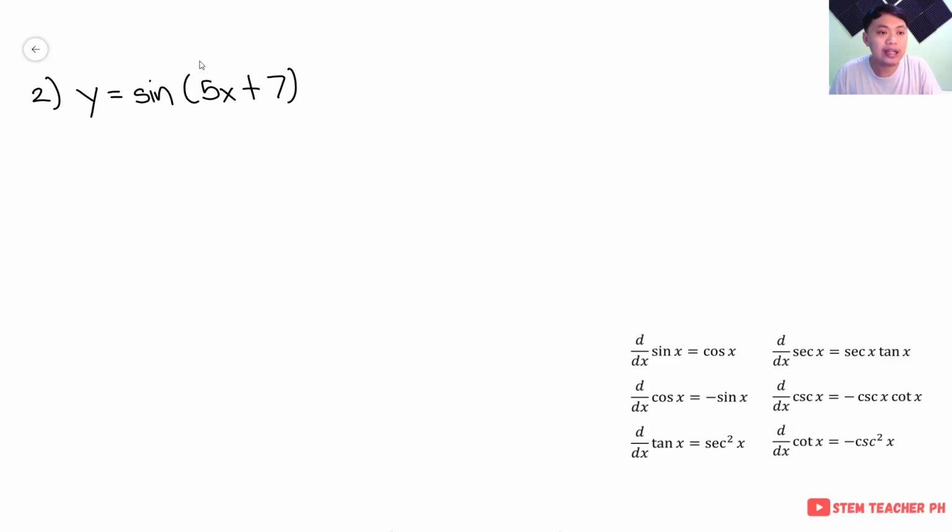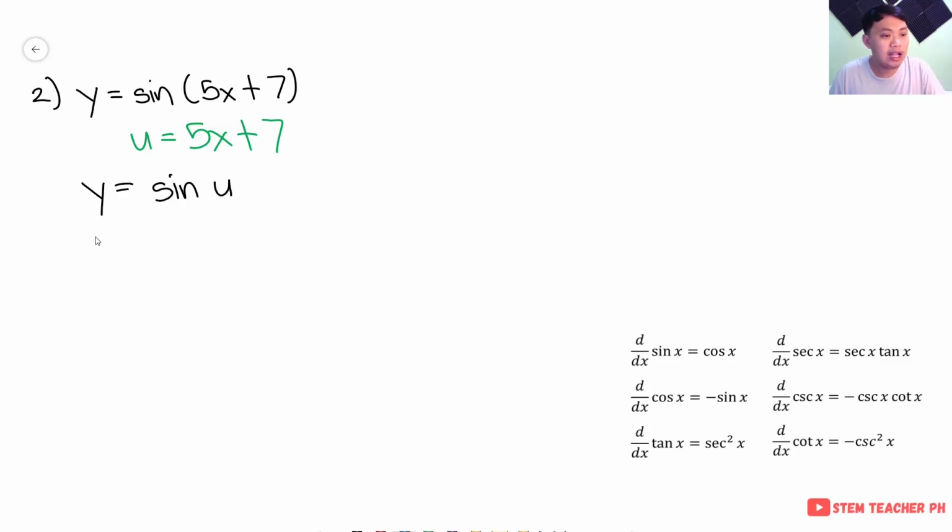Kaya ang gagawin, this 5x plus 7, para mas mapadali tayo sa paggamit ng chain rule, we let this be equal to u. So, we let u be equal to yung nasa loob na 5x plus 7. And then, kapag nilet natin as u, we have our y, that is already equal to sine. Tapos yung 5x plus 7, this is already equal to u. Now, we apply chain rule of differentiation.